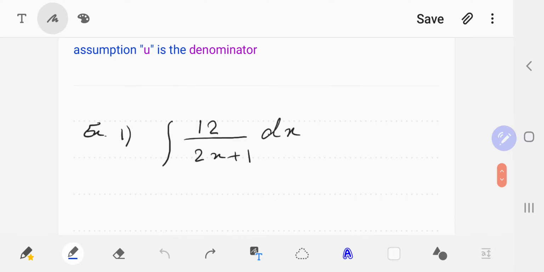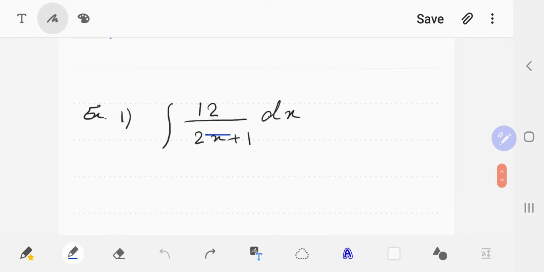Let's have a look at this example. Let's say we have integration of 12 over 2x plus 1. First of all, is it ready? Well, look at it. It is ready because the denominator does not have a power to be taken up. It's not like 1 over x or power of 7. So it is ready.